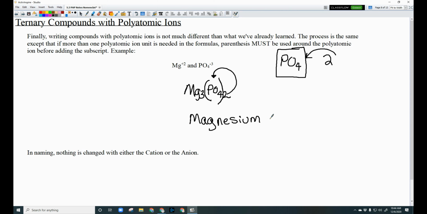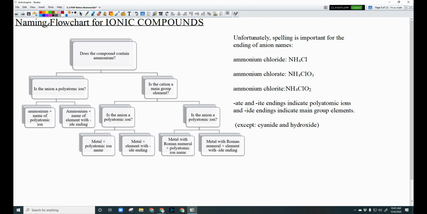And the good thing about this is we don't change the name of this either. If it's listed on that polyatomic ion chart as phosphate, that's what we're going to write, phosphate. Okay, so these are really harder to write because of the parentheses, but easier to name because we don't change anything. So this is magnesium phosphate. All right, and so in order to make this a little more clear, we have to have a flow chart so that we can see how we name ionic compounds.